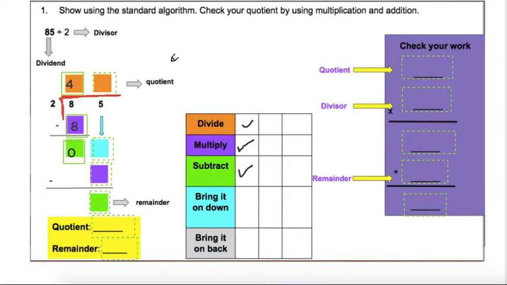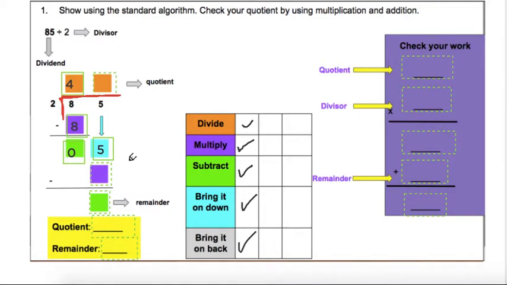The next one, bring it on down. You'll notice our bring it on down box is turquoise, and there's also a turquoise arrow from the number that we have to bring down. What number are we bringing down to our turquoise box? Good job. Yes, we're bringing down 5. Cross it off and bring it on back.